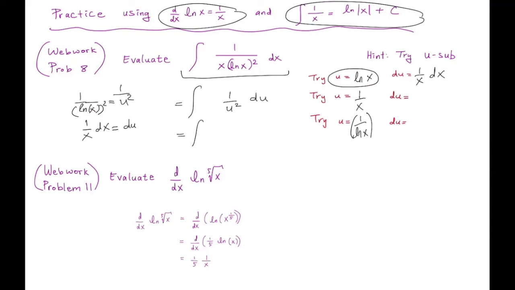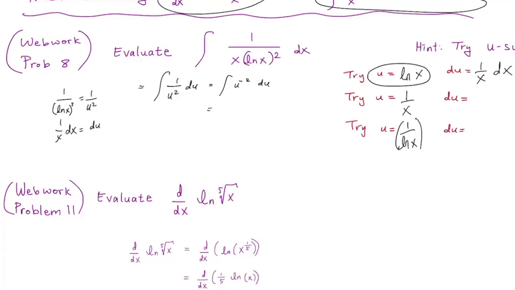So first, let's rewrite this as u to the negative 2 du. So the integral would be u to the negative 2 plus 1, and I divide this by the exponent, so I divide by negative 1, plus a constant. So I get negative 1 over u plus the constant. And now I just have to replace u with natural log of x.